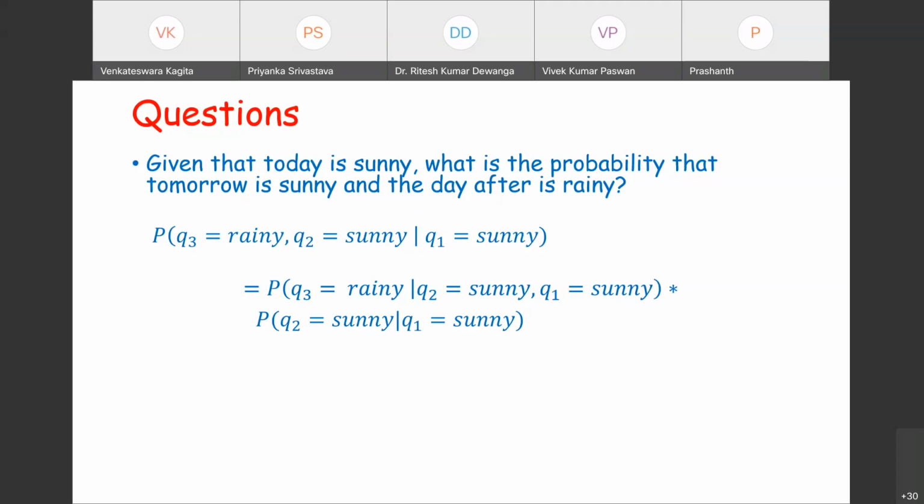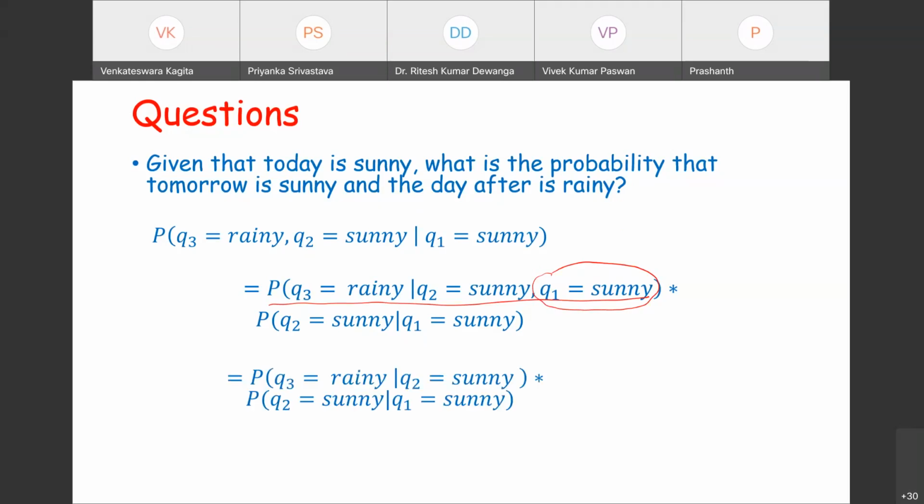Right. So using the Markov assumption, how can I write this? Probability of Q3 is rainy given Q2 is sunny. I can ignore this, right? Because we are assuming that Q3 is only depending on Q2, not Q1. Given Q2, Q3 is independent of Q1. So I can write this as probability of Q3 rainy given Q2 sunny times probability of Q2 sunny given Q1 sunny.